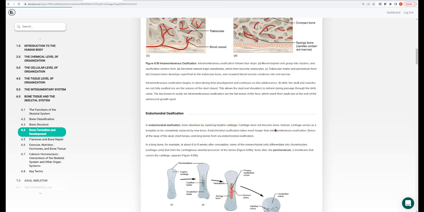Now, the cartilage does not become the bone. Okay, it's not like it becomes it, but it actually serves as a template, and we'll see how it kind of is replaced by bone. Right, it becomes sort of the sketch, if you will.